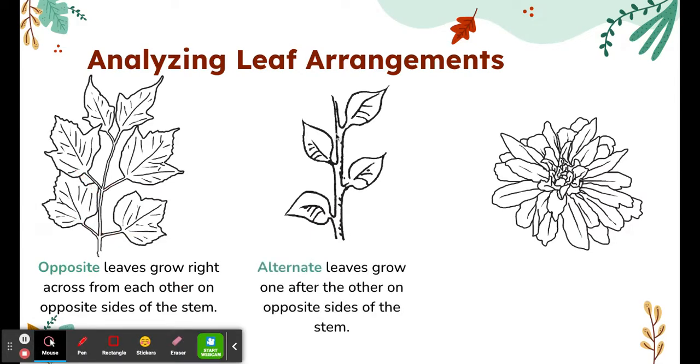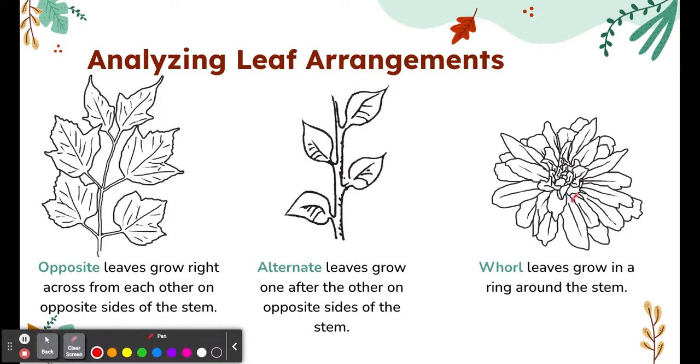Alternate leaves grow one after the other, or they alternate on opposite sides. So one, then up a bit, and then on the other side, then up a bit, back to the left side, up a bit, off to the right side, alternating. And the last kind is a whorl leaf, which grows in a ring around the stem, kind of like a spiral as it goes higher and higher.